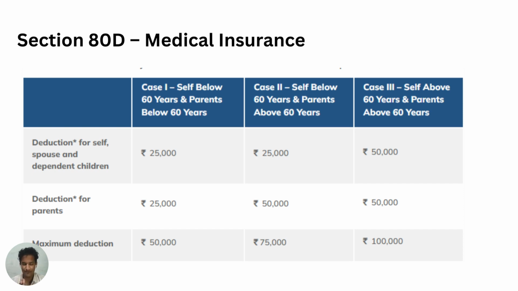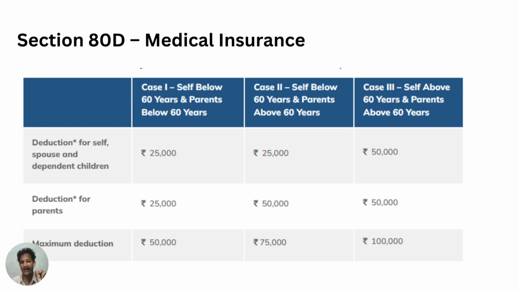Now let's move on to case two. Considering me as an employee below 60 years and my parents above 60 years, then for me, my dependents and spouse, everything, it's 25,000. For my parents it is 50,000 if they are above 60 years, and the overall amount is 75,000. Now case three talks about if my age is above 60 years, which obviously is not the case, and parents are above 60, then I can claim up to 1 lakh. You might be confused by what I explained, but if you pause this video and look at this table, it is pretty clear exactly what I'm trying to say.